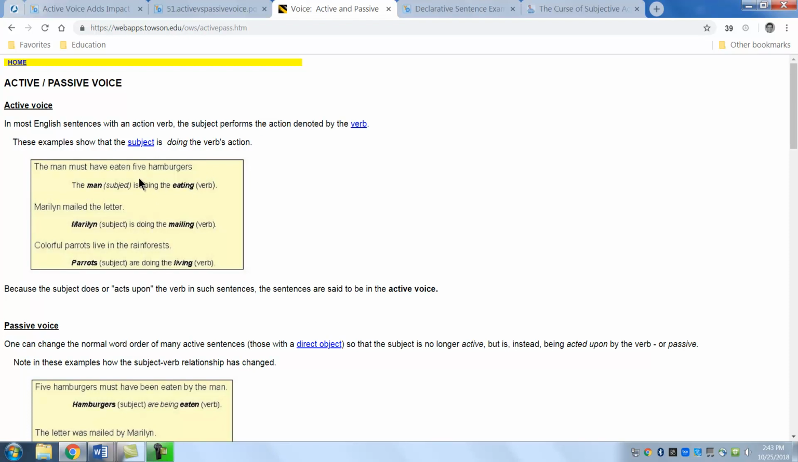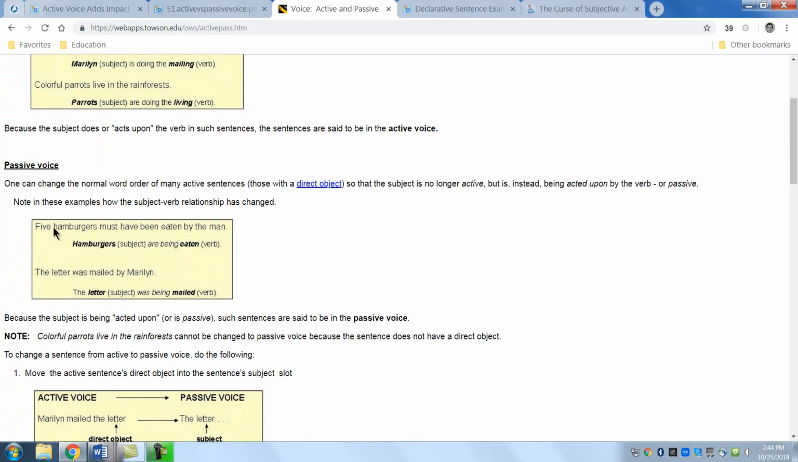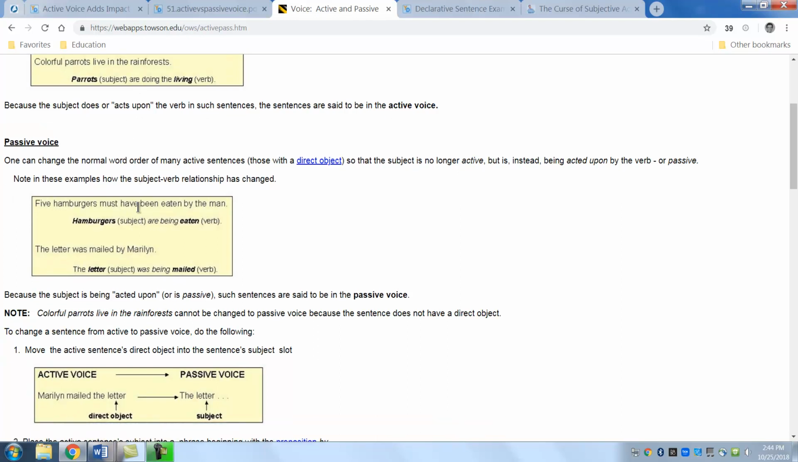So you can see that in these, the subject is doing the verb's action. Alright, so this man must have eaten 5 hamburgers. So man is the subject and there's the verb here. Okay, so these are examples. On the passive voice, the 5 hamburgers must have been eaten by the man. Can you see the tone, how different it is? That's the difference between active and passive voice.